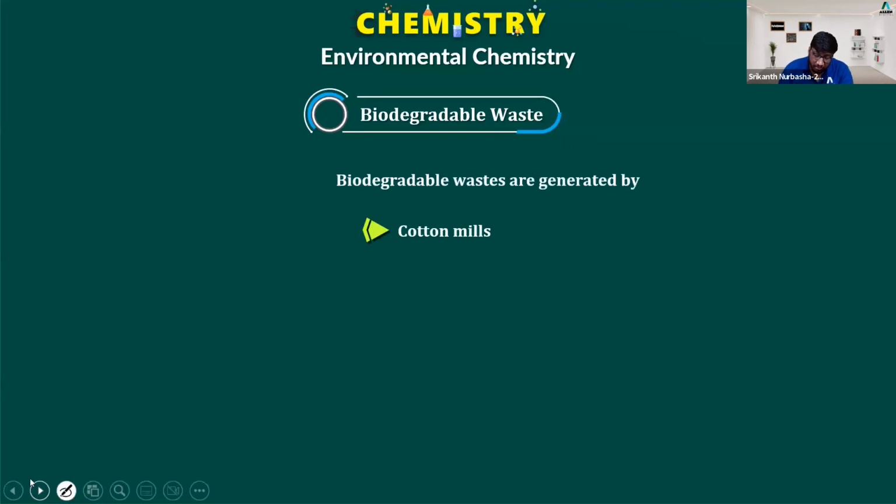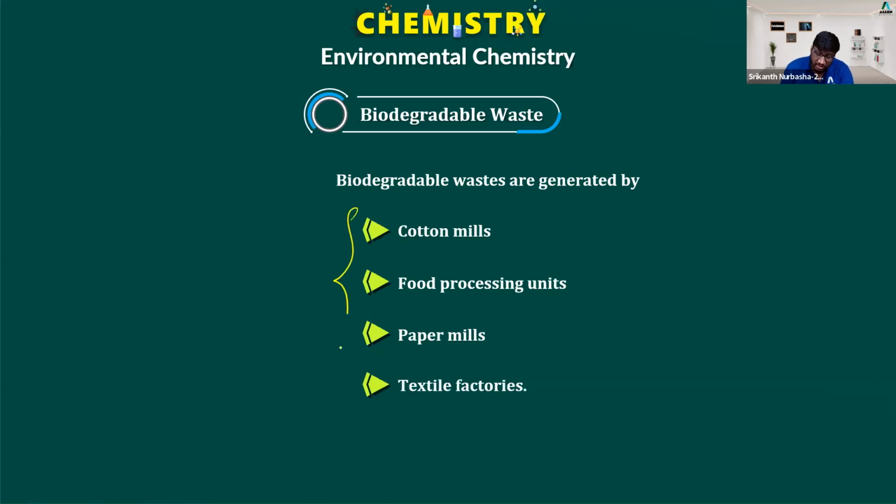Biodegradable waste is generally generated by cotton mills, food processing units, paper mills, and textile factories. These are the factories from where you can get the biodegradable wastes. So they are not actually producing the greatest wastage, but there are many other factories. Can you think of any factories which can produce the non-biodegradable wastes?